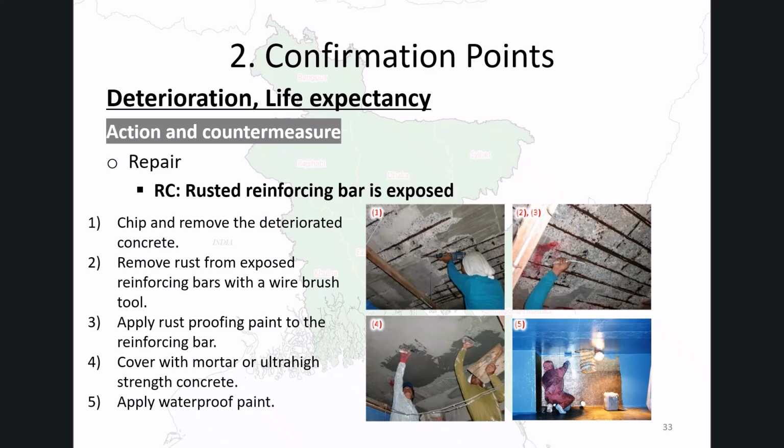Here, the repair method for an RC tank is described. For corroded and exposed reinforcing bars, the surrounding concrete is first chipped away, and the rust is removed using a wire brush or similar tools. Next, an anti-corrosion agent is applied to the reinforcing bars, which are then covered with mortar or high-strength concrete. Finally, a waterproof coating is applied.